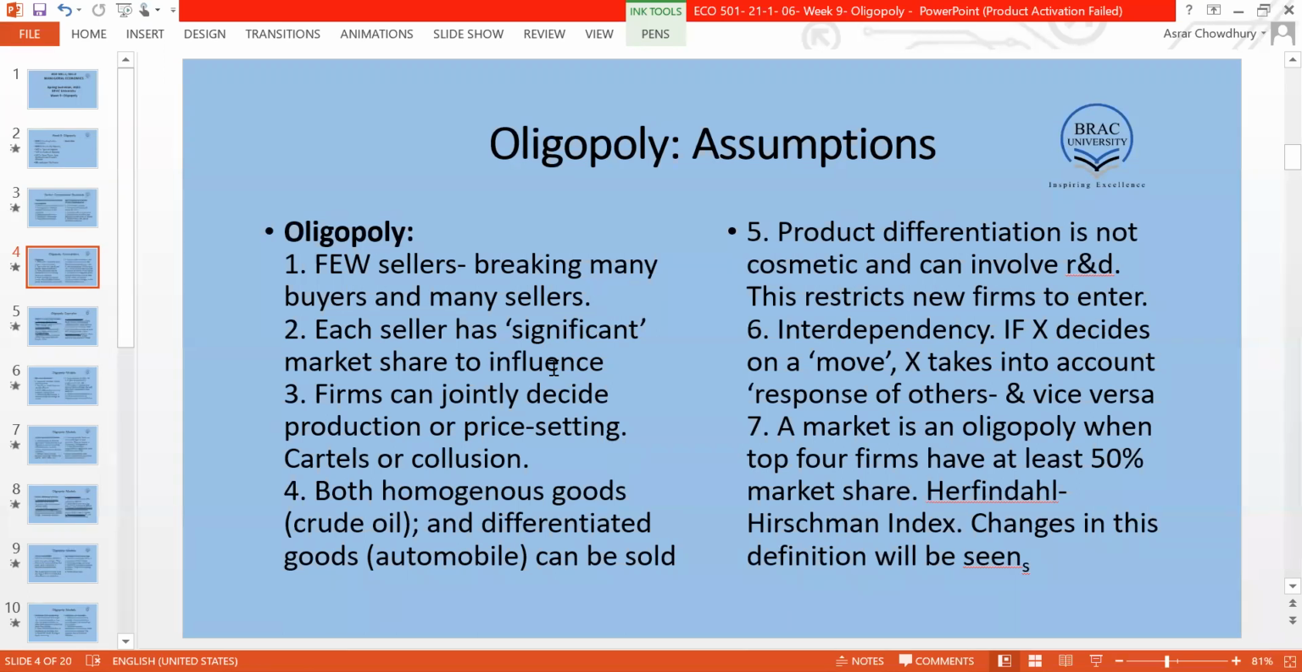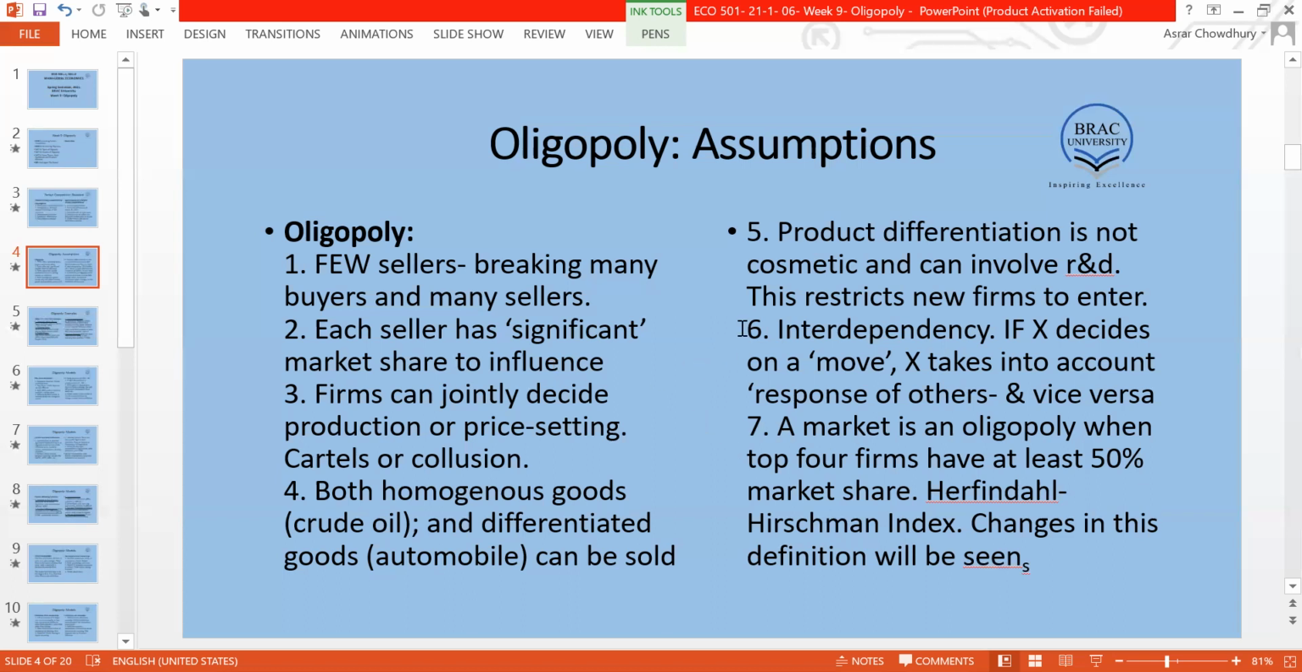Their products are differentiated products, right? Definitely, in your eyes, a Toyota car would be different from, say, a Maruti Suzuki car or a Jaguar car. So in the crude oil market, we have homogeneous goods supplied by few sellers. In the automobile market, we have differentiated goods sold by few sellers.